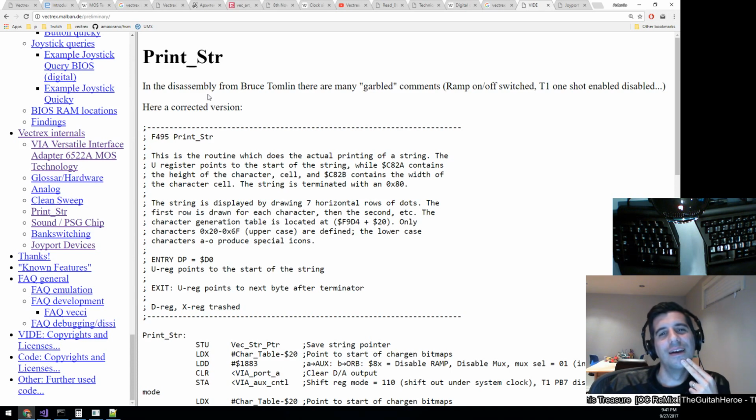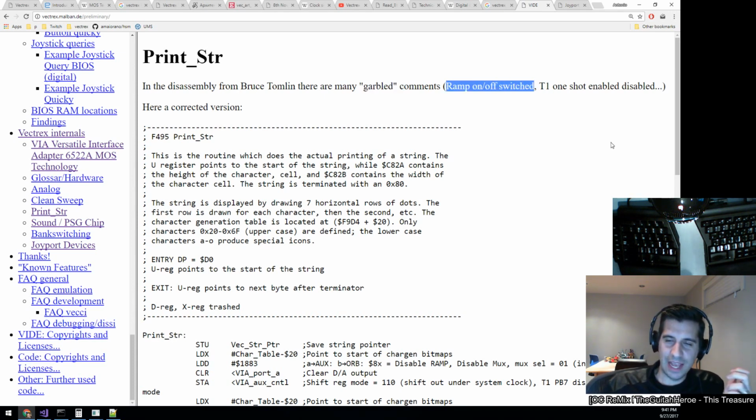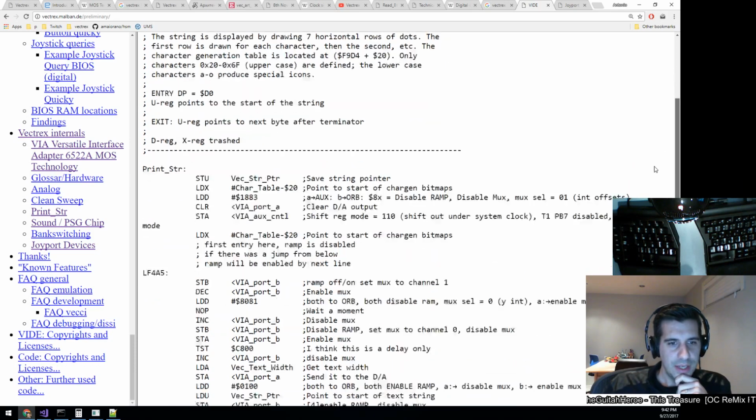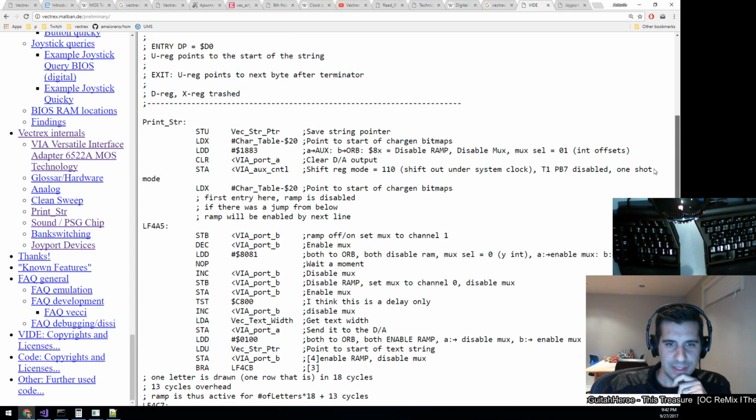Huh. This is interesting. In the disassembly from Bruce Tomlin, which is the one I've been looking at, there are many garbled comments. Ramp on, off, switched, that's exactly what I saw as well, right? So if those of you watching my last few streams watched me read this code for print string and realized that the comments that said ramp on, ramp off were incorrect, I had to correct all of them. T1 shot enabled, disabled, yeah, that too looked incorrect, although I didn't care as much. So he went in and he actually fixed it.